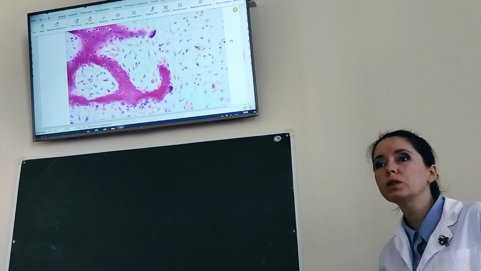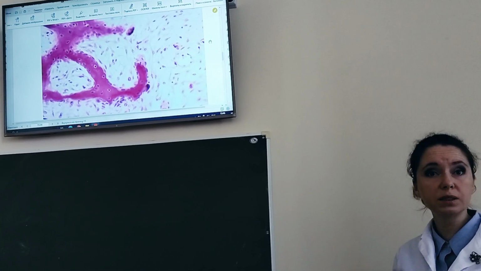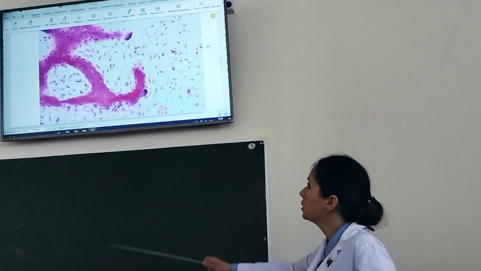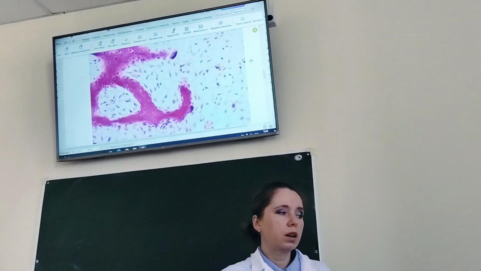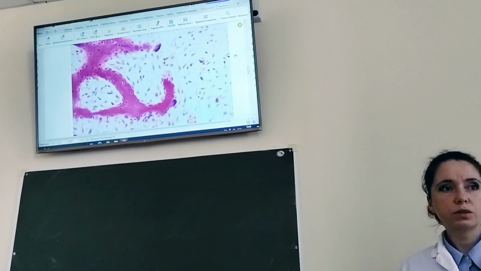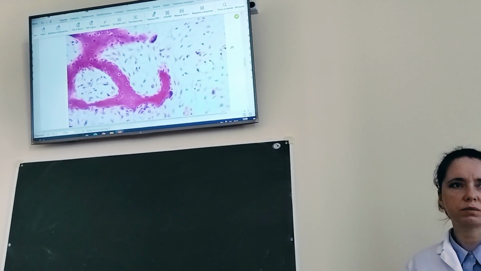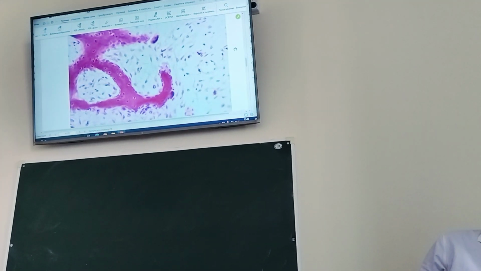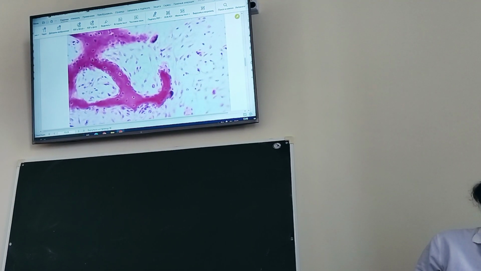Sometimes you may also add that osteoclasts may be visible: multinucleated cells visible as clumps on the surface of bone trabeculae. This is quite enough. You see, only general, only basic material, which I hope you remember, because we discussed it in detail.